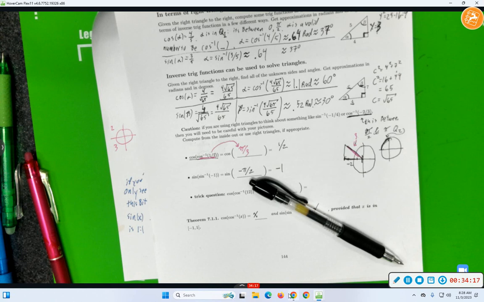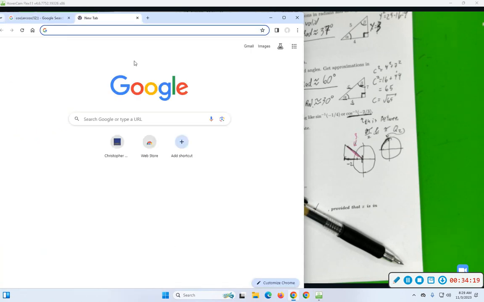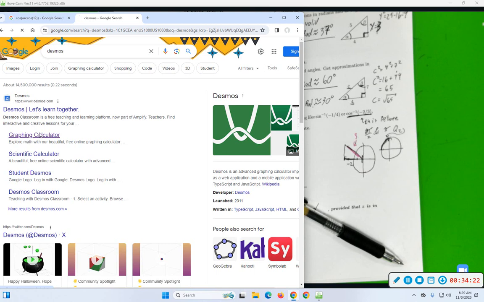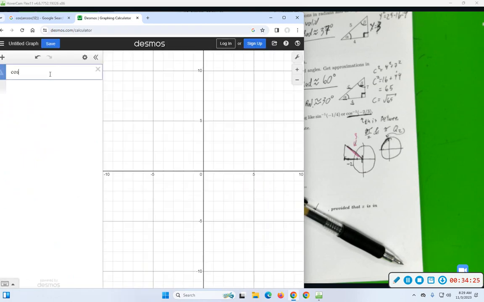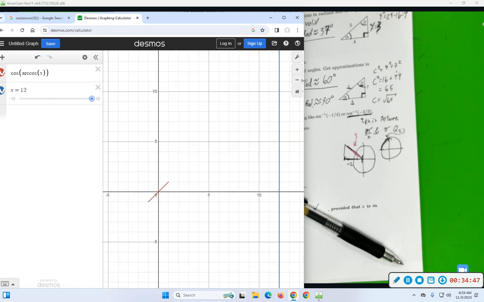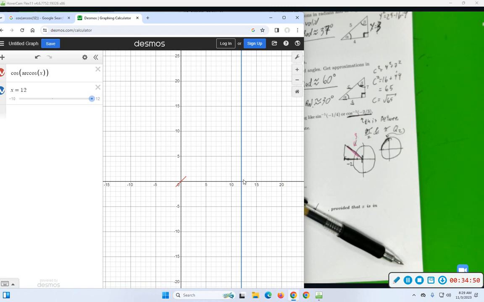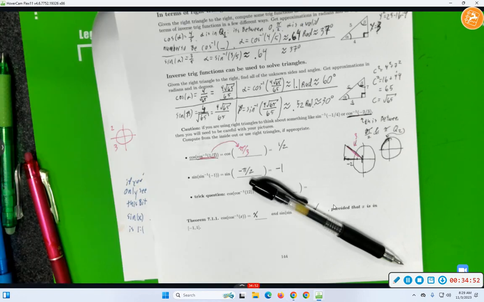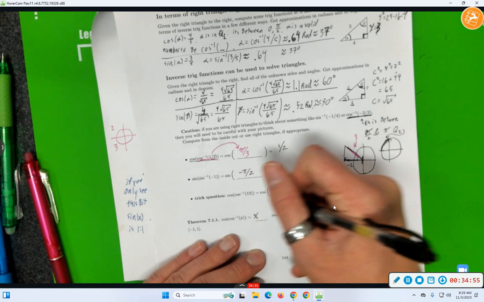Oh, here's maybe a good way to check. Let's pull up Desmos. You want to compute cosine of the inverse cosine of 12? Let's compute cosine of the inverse cosine. There's what the graph looks like. I want to plug in x equals 12. That just means I want to see where this red graph crosses x equals 12. And it doesn't. This doesn't exist.